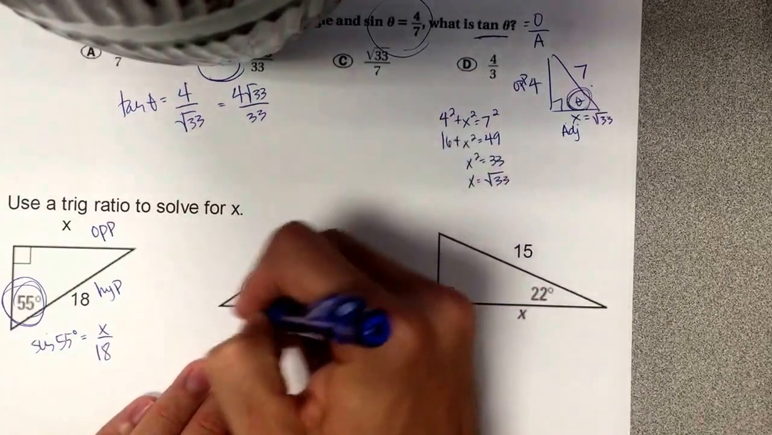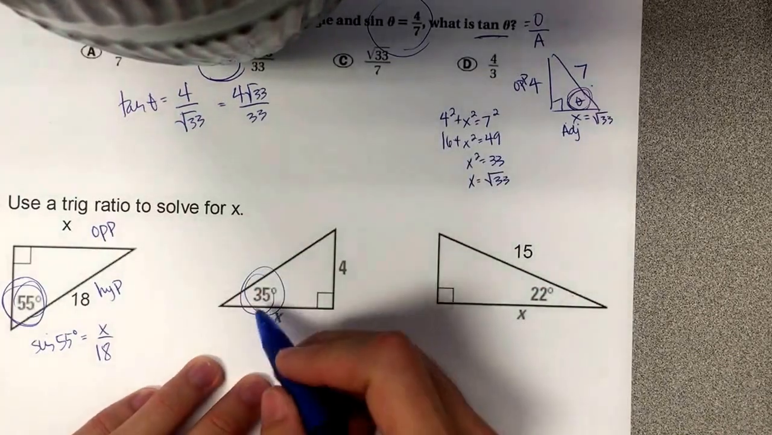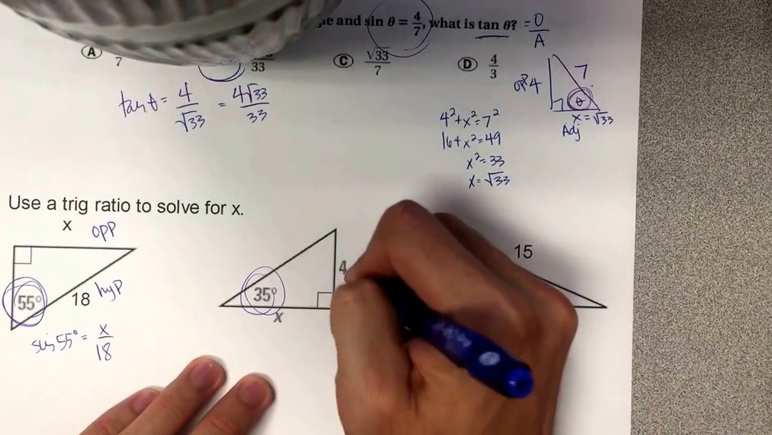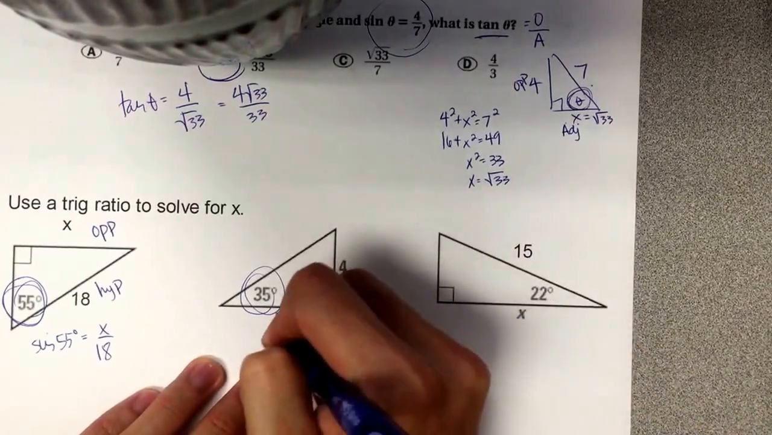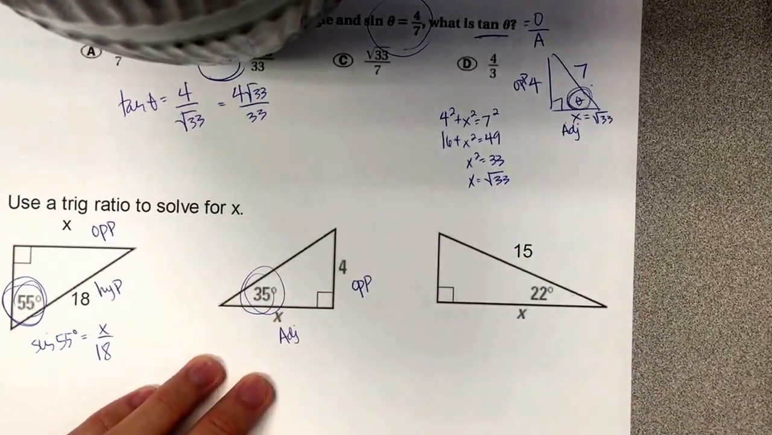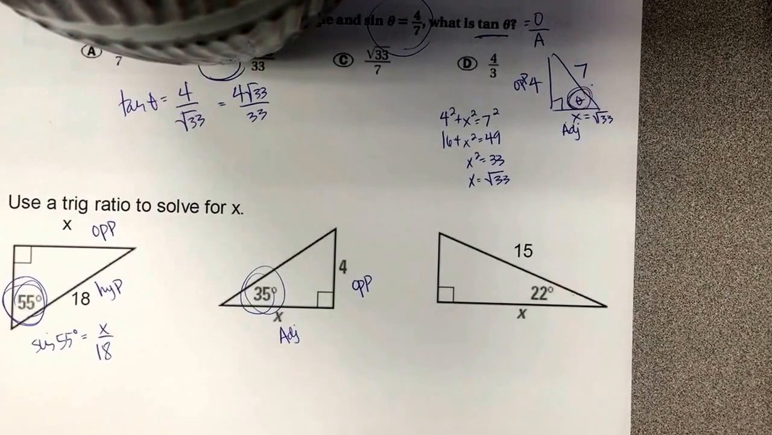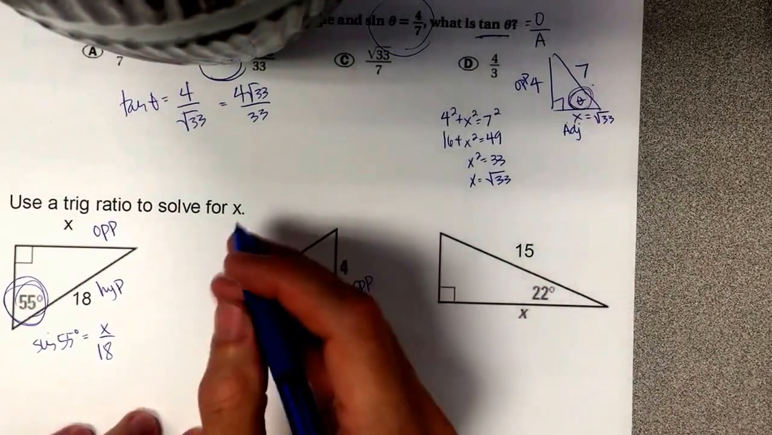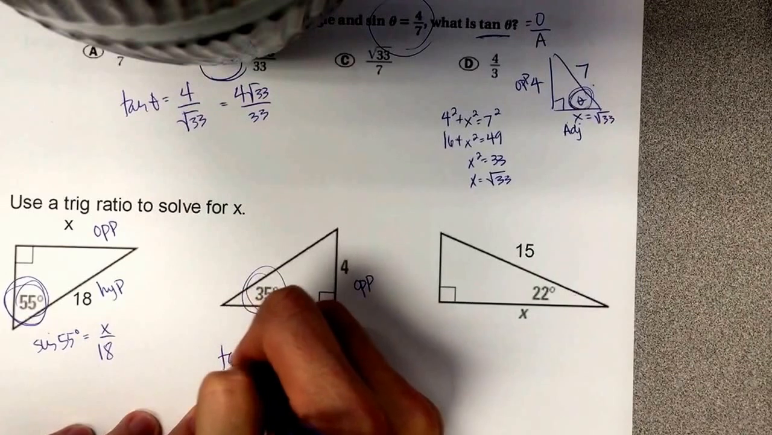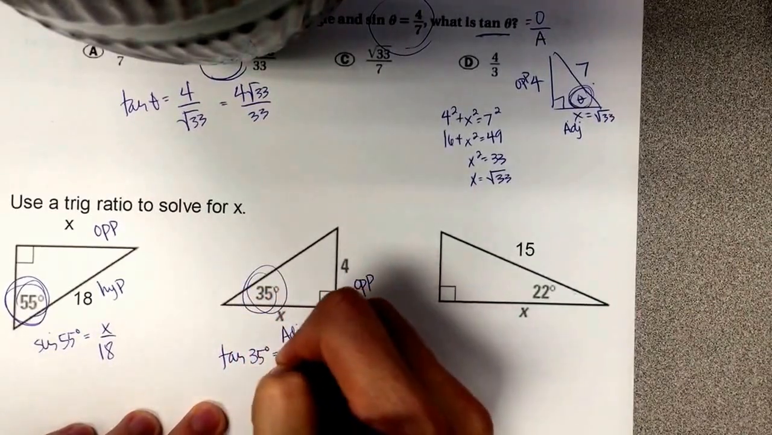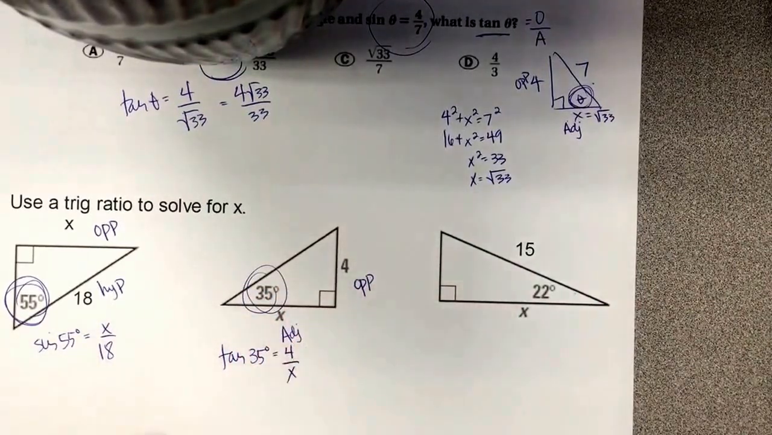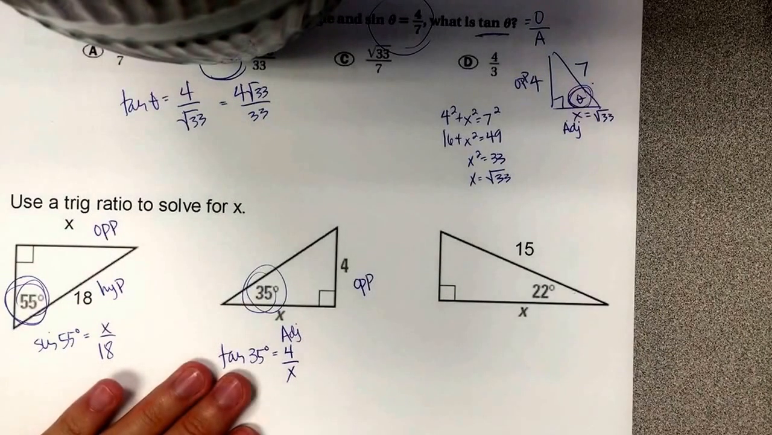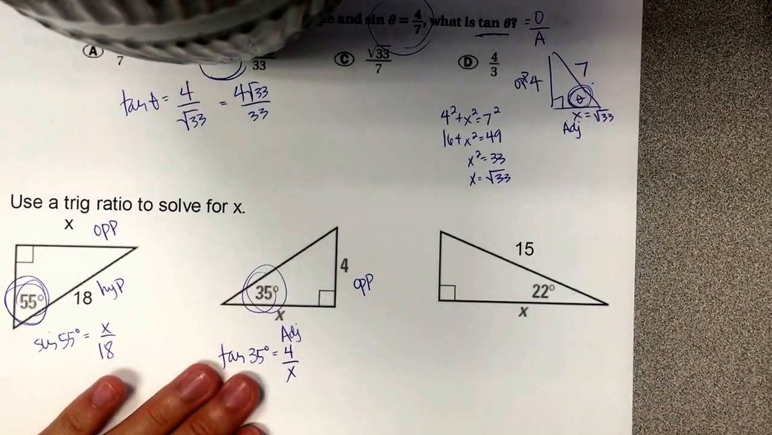In the next one, my 35 degrees. From the 35, the 4 is the opposite side. The x is the adjacent side. So from our SOHCAHTOA phrase, we know that O and A goes with tangent. So I'm going to write this as tangent of 35 degrees equals 4 over x. Again, I'm going to leave this alone for right now. We'll come back and solve it in a second.